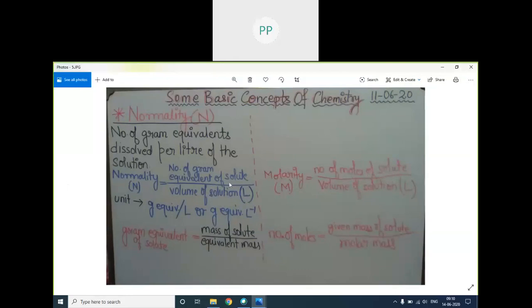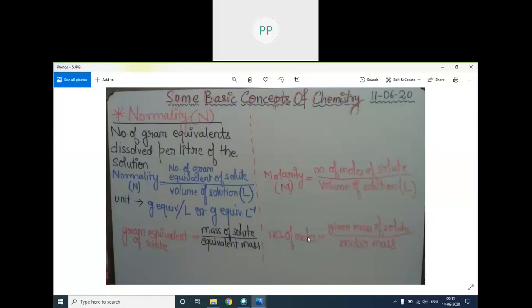Here it is the number of gram equivalents, and here the number of moles. But both are for solute. Only the difference is that here we are considering the number of gram equivalents, and in molarity it is the number of moles. And for that there is a difference in unit also. Now, what is gram equivalent of solute? Gram equivalent of solute equals mass of solute divided by equivalent mass.